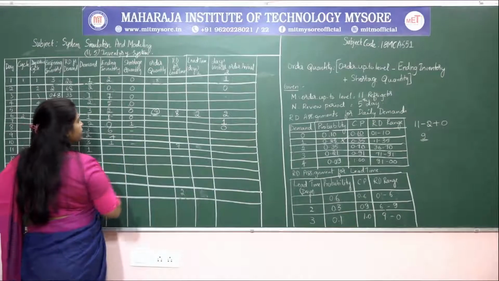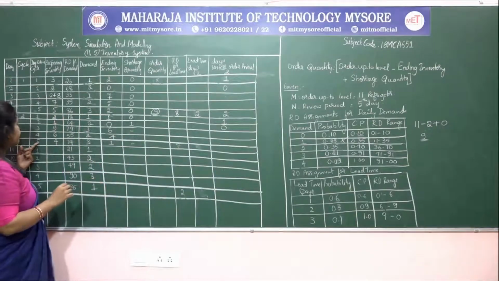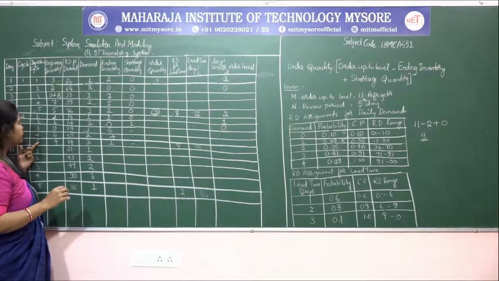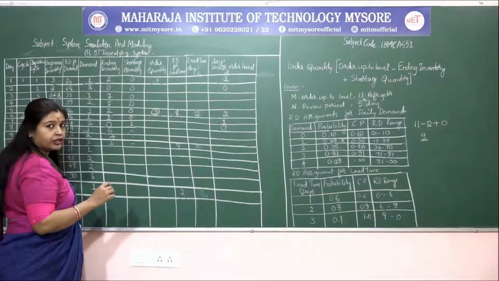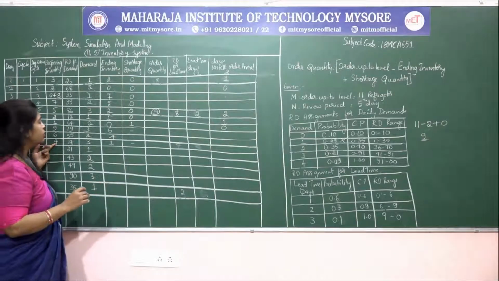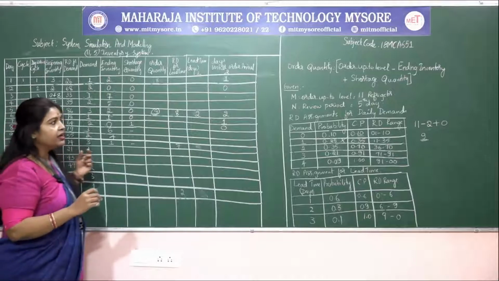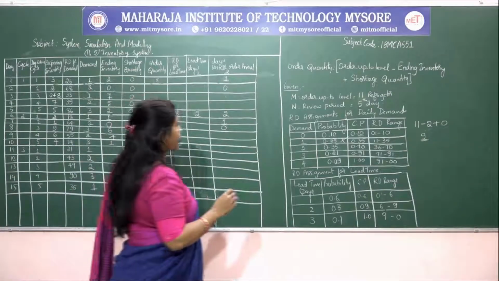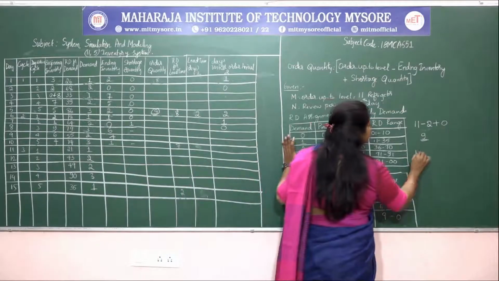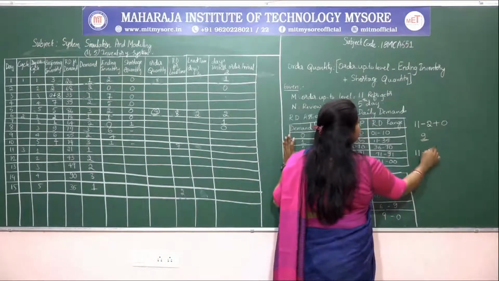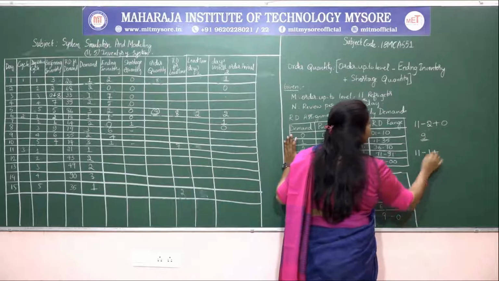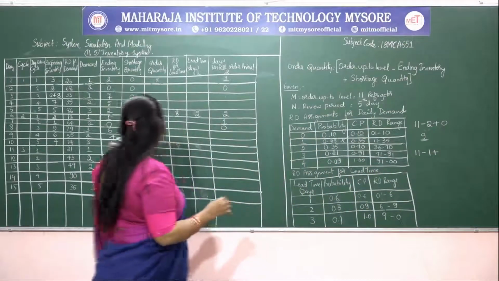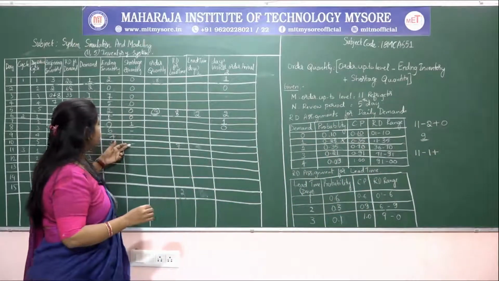So next, this is the 5th day of the second cycle, therefore we need to place an order. Now we need to look at the ending inventory, which is only 1. So order up to level is 11 minus ending inventory, which is 1, plus shortage quantity. What is the shortage quantity?